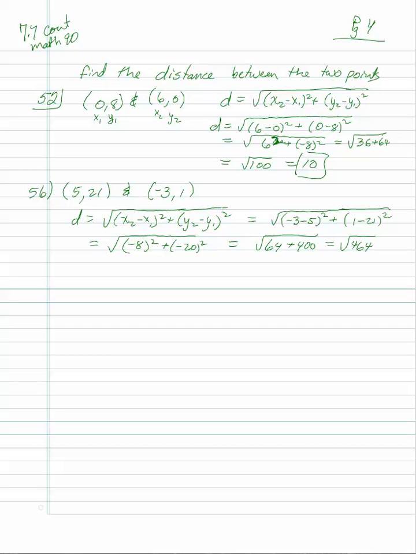Okay, so that's the answer. We could simplify it, but they're saying just approximate it to 3 decimal places, so we don't have to worry about writing the simplified form. Just punch it in your calculator, round it to the third decimal place. That's what they're asking for.